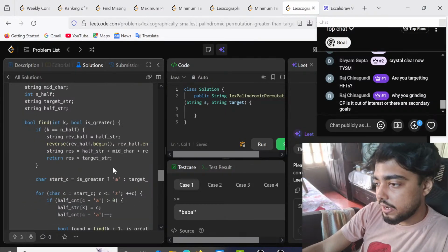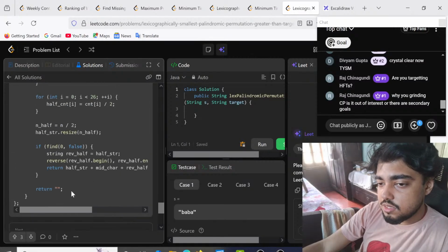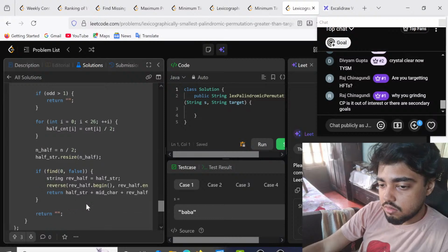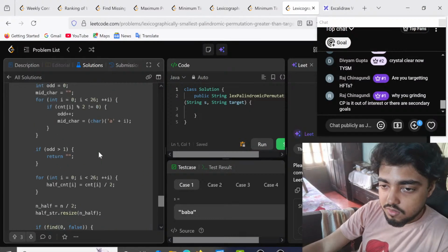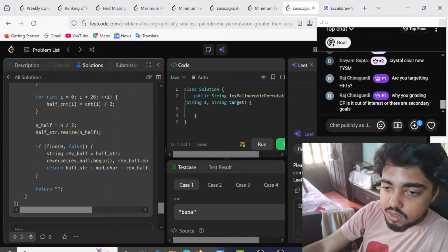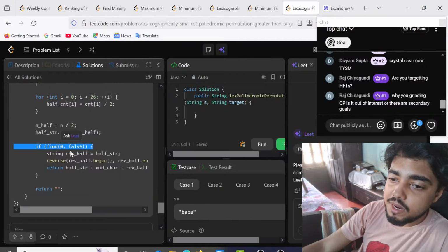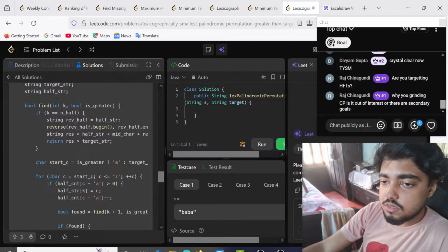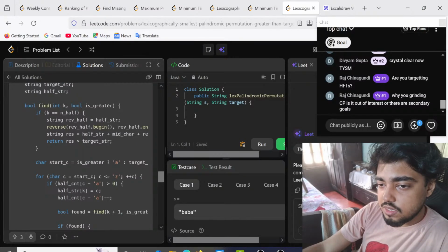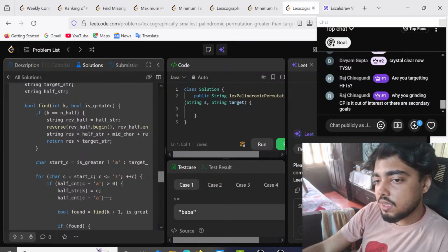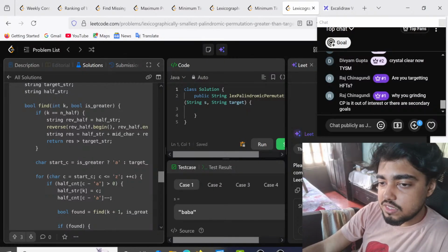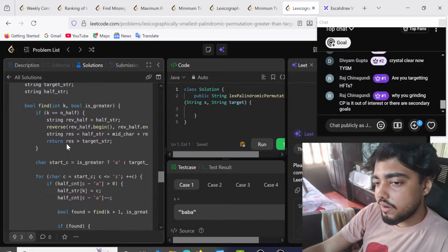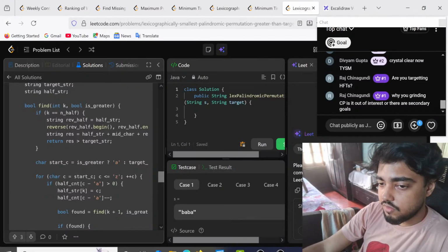Int k, boolean is greater. Initially the boolean is false, it is not greater. So where's the function? Why can't I find the function? Yeah, so initially he's keeping it as false. And then what is k? k is the size. So if k is equal to n half, then string rev half is equal to half of str, and we reverse it and then we return it, whether it is possible or not. This is for the find.